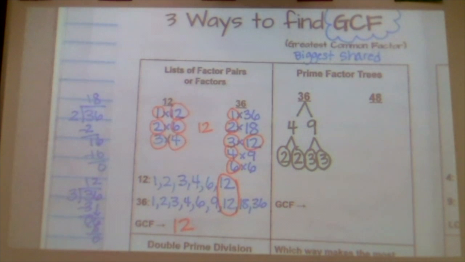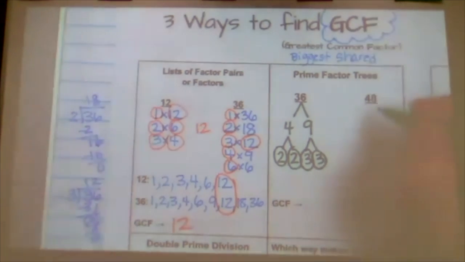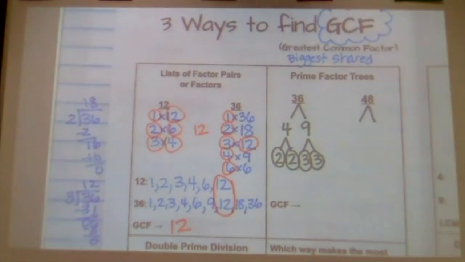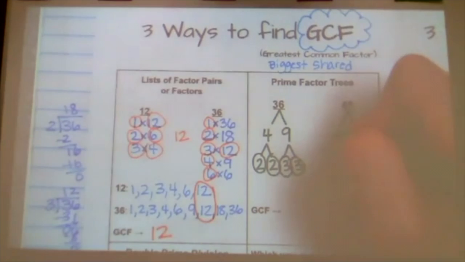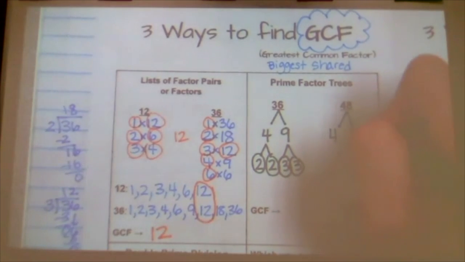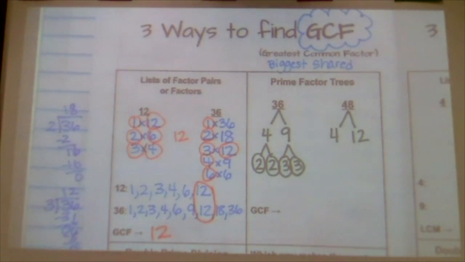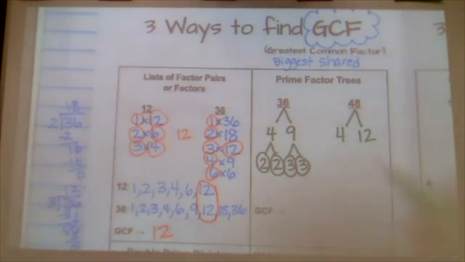Let's try this for 48 and then show how these prime factor trees can help you find GCF. So I'm going to draw my branches off of 48. I've got to think of some factors of 48. Well, I know that 4 times 12 is 48. So I'm going to write 4 and 12. Neither one is prime, so I have to keep going.